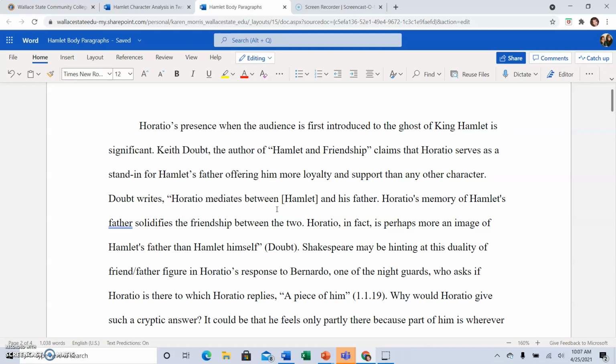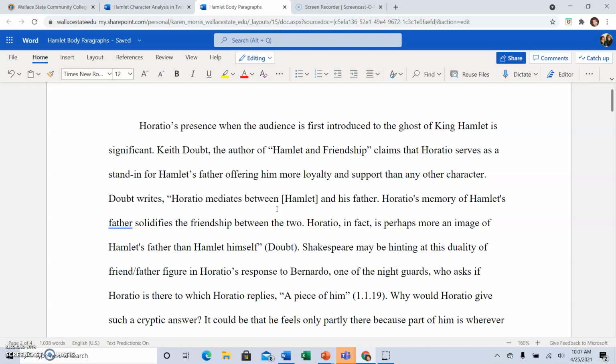Keith Doubt, the author of Hamlet and Friendship, claims that Horatio serves as a stand-in for Hamlet's father, offering him more loyalty and support than any other character. Now you need a direct quote from the secondary source. You need a signal phrase or some way to introduce the quotation. So don't start a sentence with quotation marks ever in your writing. Always offer a signal phrase saying who you're quoting, maybe the title of the article if that's important.